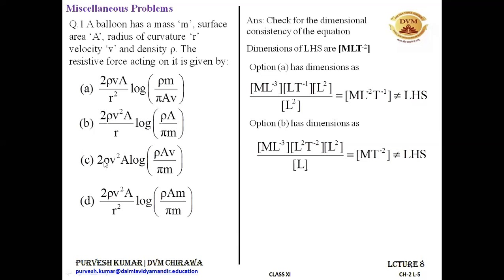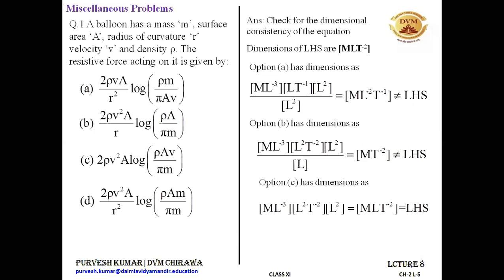Now let's solve for the option C. We need to find the dimensions of option C. So we need to solve for rho V square A. All right. So rho is having dimension ML minus 3. V square is having dimension L2 T minus 2, and A is having dimension L square. So you can be writing it like this.